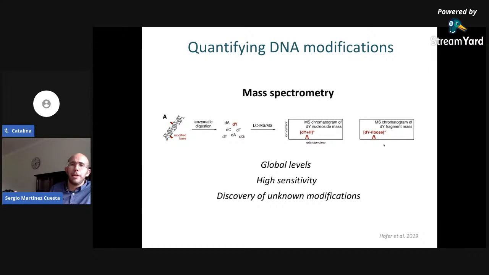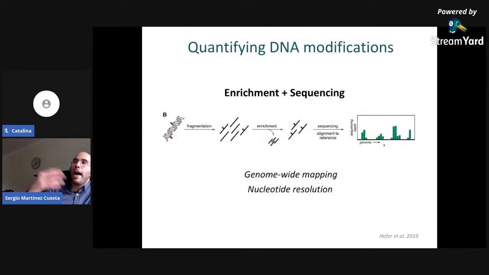However, one of the limitations of MS is that it doesn't allow you to know exactly where in the genome the newly discovered modified base occurs, okay? So in order to do that, you have to do more enrichment strategies followed by sequencing, okay?